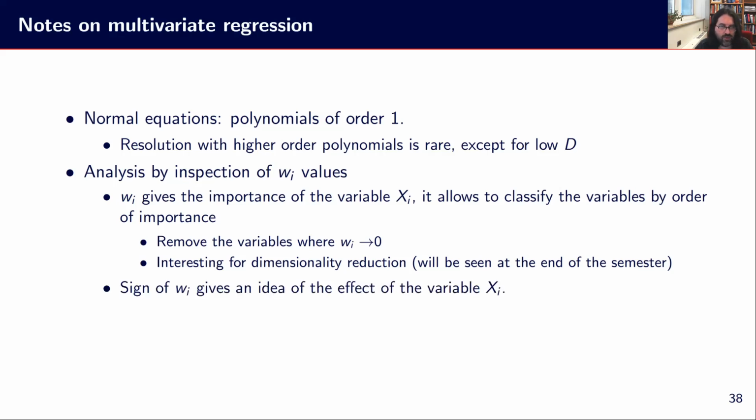The sign of wi gives us an idea of the effect of the variable xi. So if the sign is negative, it means that when the variable increases, the effect on the forecasting or prediction is that we get predicted lower values. And conversely, when the sign is positive, the variable and the prediction are varying in the same way.